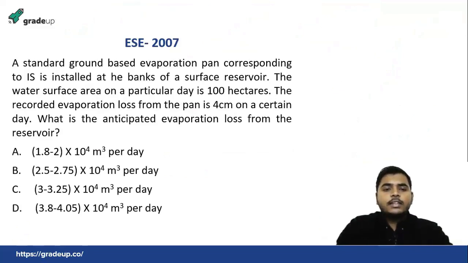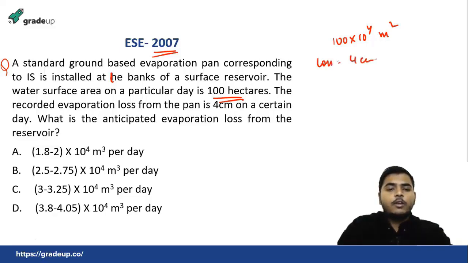Now moving on to the next. This is an objective question asked in the Engineering Services exam, year 2007. Let's read the question. A standard ground-based evaporation pan corresponding to IS is installed at the banks of a surface reservoir. The water surface area on a particular day is 100 hectares, so 100 into 10 to the power 4 meter square. This is the area that is given. The recorded evaporation loss from the pan is 4 centimeter. What is the anticipated evaporation loss from the reservoir?